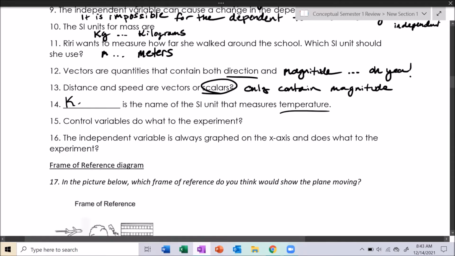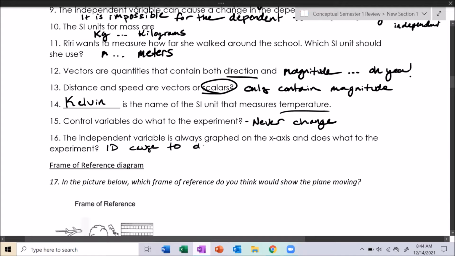All right, so we should move on here to number 14. Oh, we did skip 13. Okay, so 12: vectors are quantities with magnitude and direction. 13: distance and speed. Since they have no direction, those have to be scalars. Time is a scalar. Something like volume is a scalar. You wouldn't say it's 5 o'clock to the north. So think of scalars as not having direction.